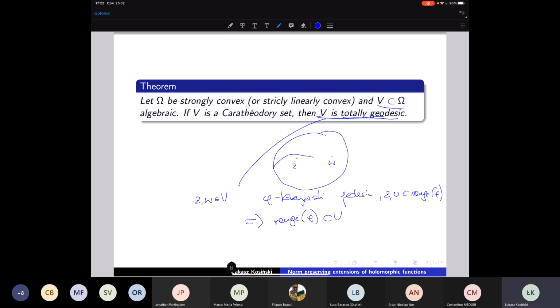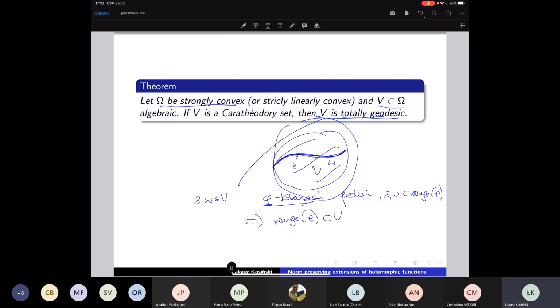Okay, so if you find this geodesic, then the whole geodesic must be in V. So if this is the set omega, this is V, then phi must be in V as well. Here we are in the strongly convex or linearly convex case, so geodesics are unique. So there is only one such phi. Okay.